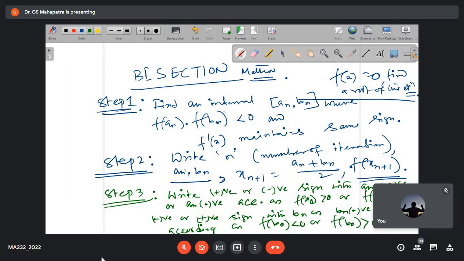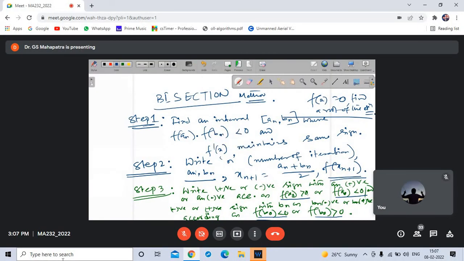So based on these two, say f of a naught is greater than 0, then you have to choose f of b naught less than 0. Otherwise, the product of these two will not be less than 0. Or if f of a naught is less than 0, then f of b naught should be greater than 0. Then only one root should be there.